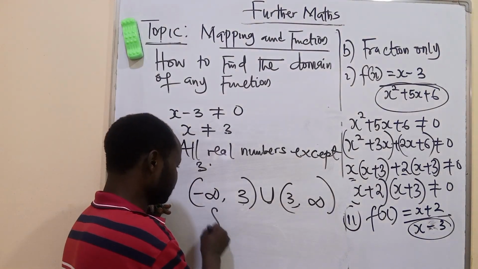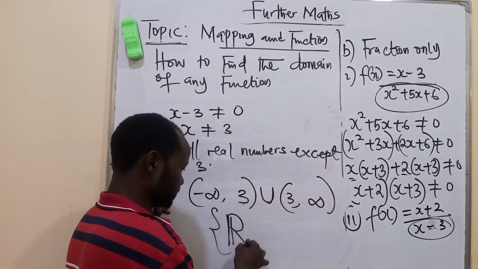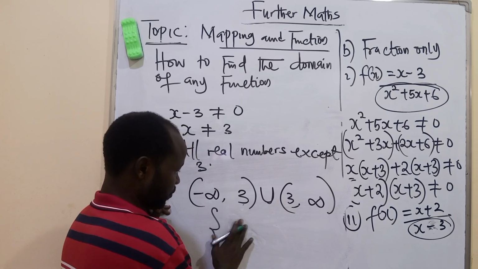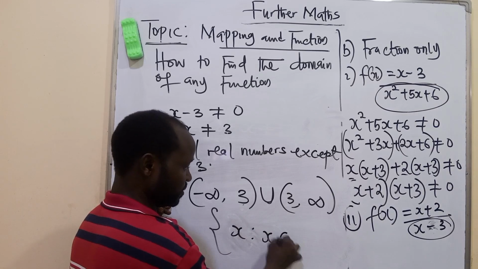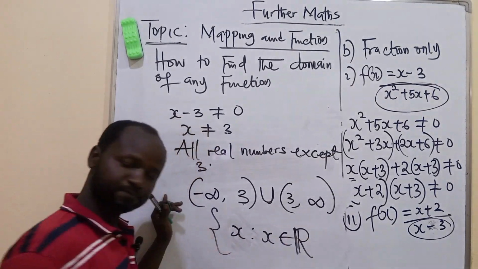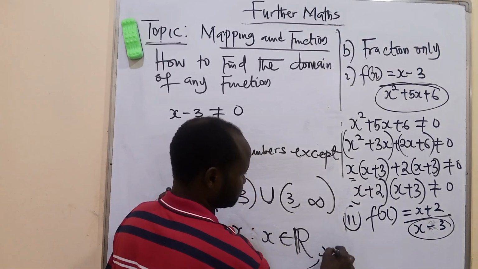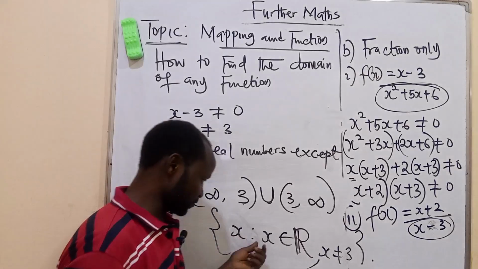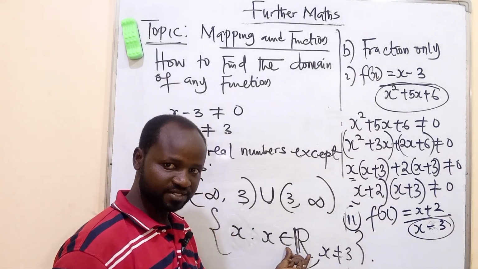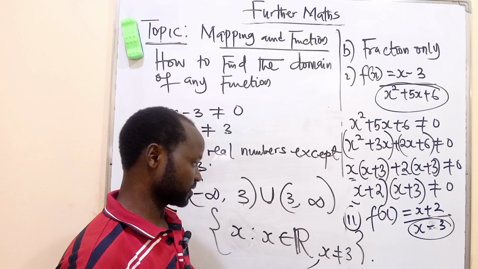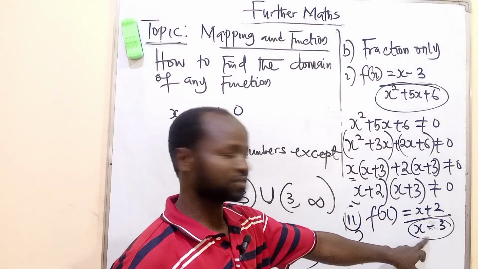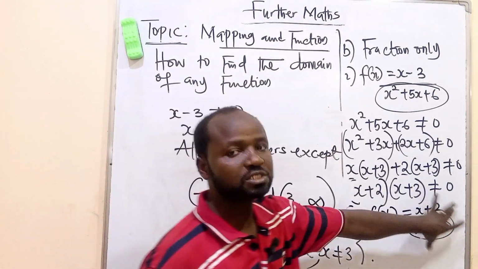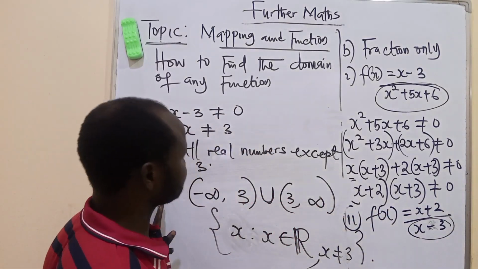Or we can state it as all real numbers x such that x belongs to the set of real numbers, but x cannot be equal to 3. This is another way we can state our domain. Why? Because if we plug x as 3 here, 3 minus 3 is 0. It will make this function undefined. The function will not exist. So this is the solution to this question.